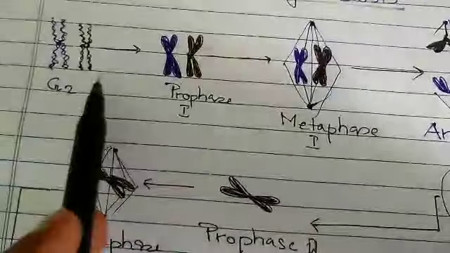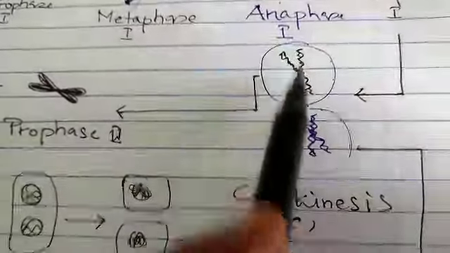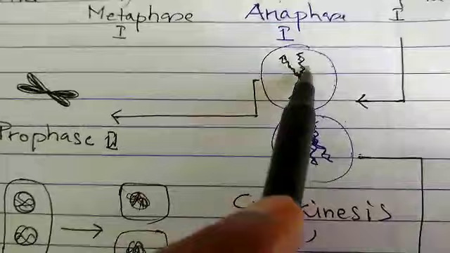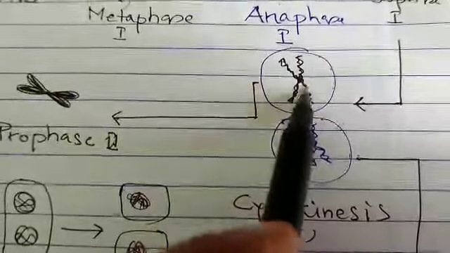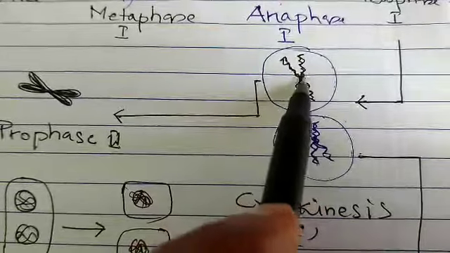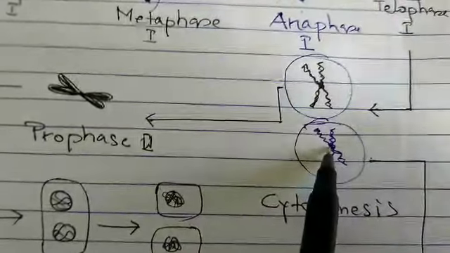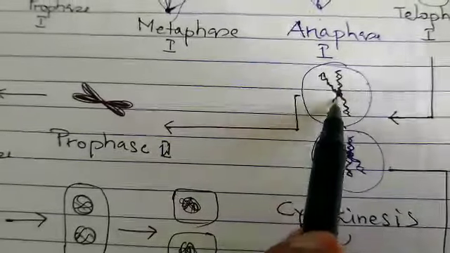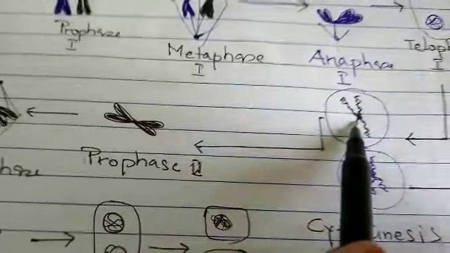So initially the cell had two chromosomes, but now in each daughter cell there is one chromosome, and the chromosomes are in the duplicated form, not a single double-stranded DNA, but two molecules attached at a centromere. But the chromosome number becomes half. So that was meiosis I. Now, what is the need for meiosis II? You will come to know later.